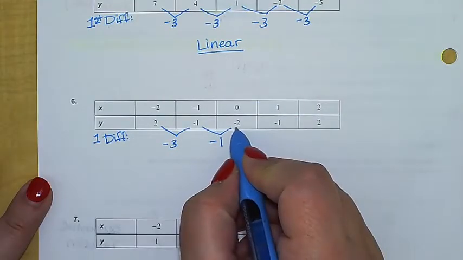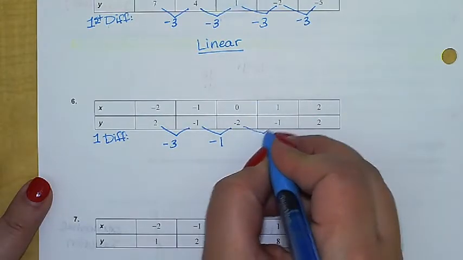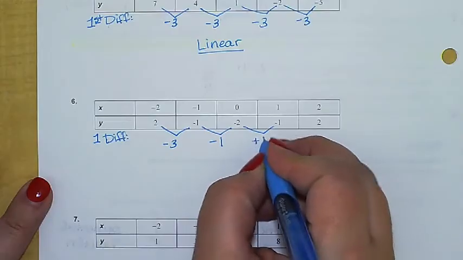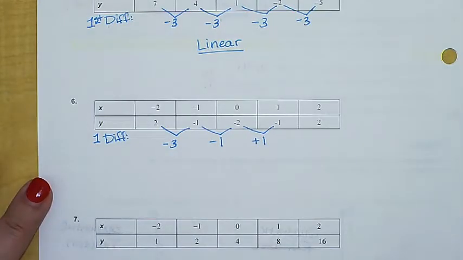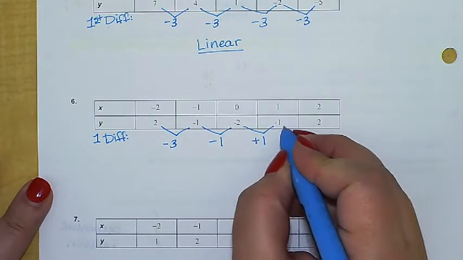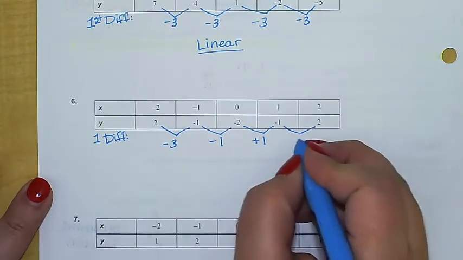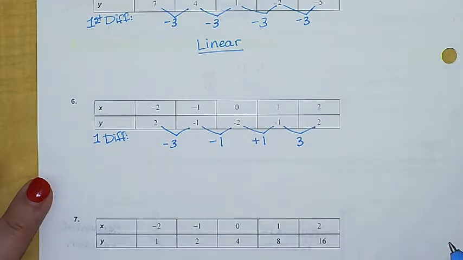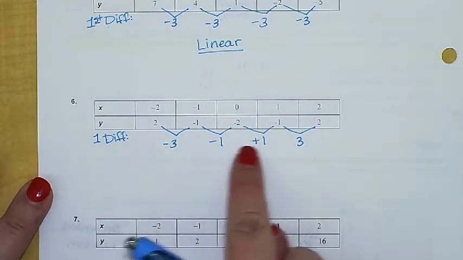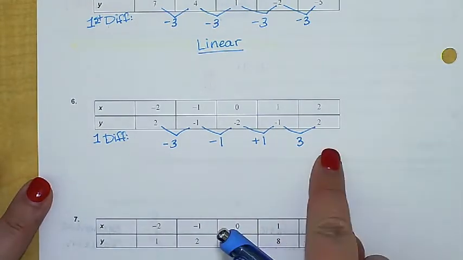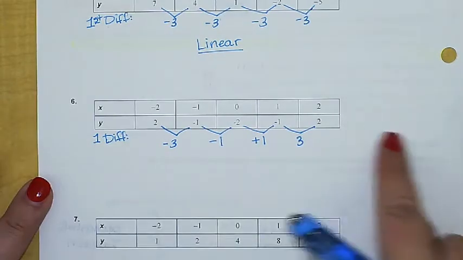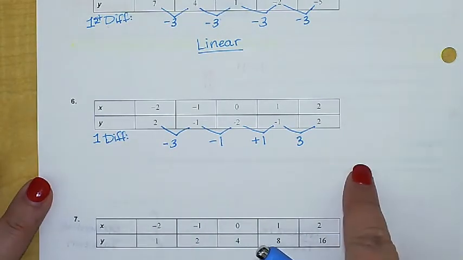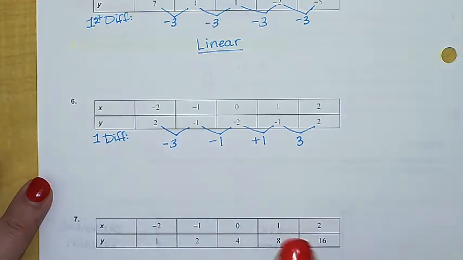From negative 2 to negative 1, that actually goes back up. It's a positive 1 there. It's an increase of 1. And then from negative 1 to 2, that's an increase of 3, okay? If I do y2 minus y1, I get 3 there. So definitely not a constant first difference. So if I'm crossing out and eliminating, I can already eliminate linear. This is not going to be a linear function.